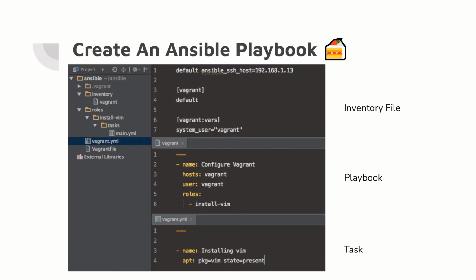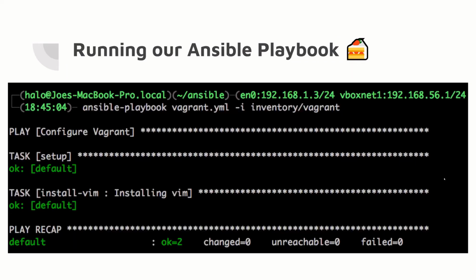Now, earlier I said that one of the design features of Ansible was idempotence and being able to run this playbook over and over and over. The first time we run this playbook, it's going to install the Vim package, and then we can run the playbook again, and we'll see the same thing happen, but it won't actually take any action.